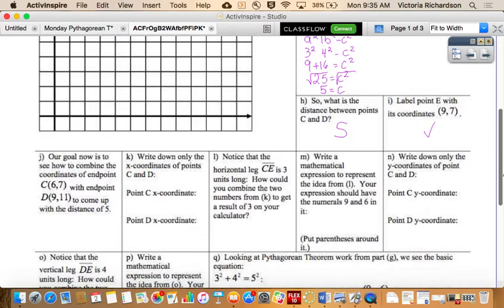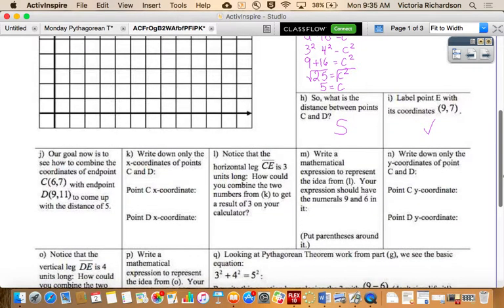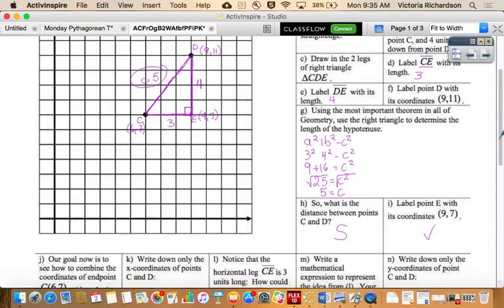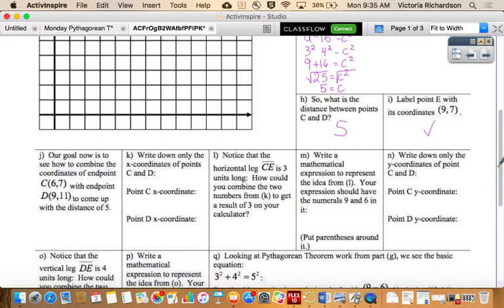All right, so let's look at J. K says write down only the x coordinates of points C and D. All right? So C is this. Which one of these numbers is the x coordinate? 6. All right? So my answer is 6. And what is the x coordinate for D? 9. So now you have your 2 x coordinates.